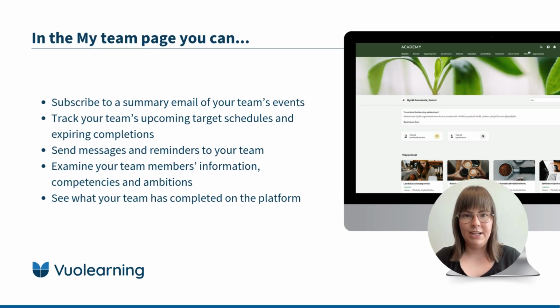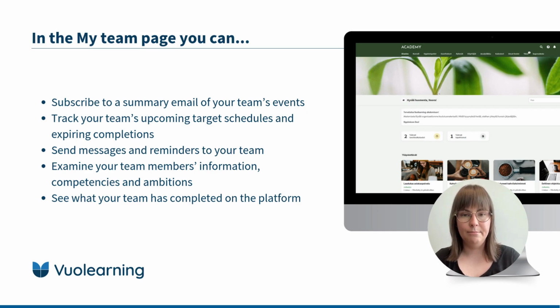So My Team page is the most important place on the platform for a supervisor. Here you can, for example, subscribe to a summary email of your team's events, track your team's upcoming target schedules and expiring completions, send messages and reminders to your team, examine your team members' information, competencies, and ambitions, and see what your team has completed on the platform.